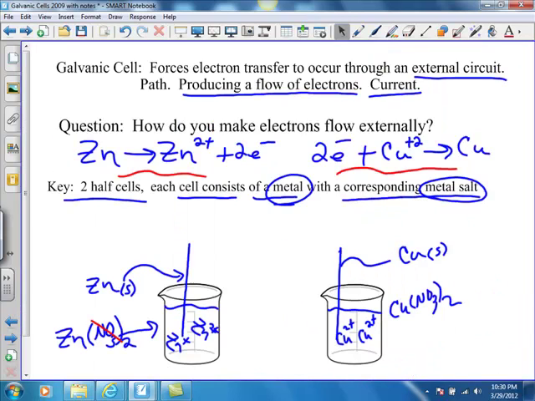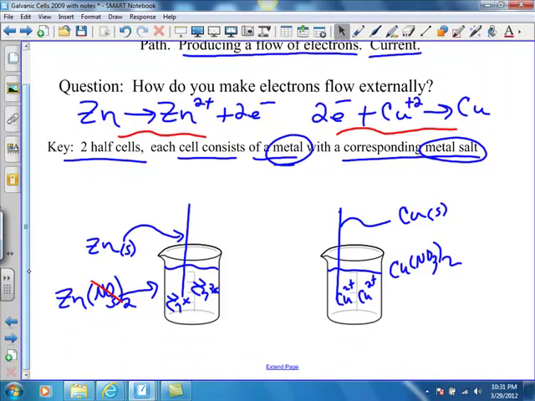Oops, went the wrong way. Sorry, knew that would happen. So now you say, well, great, you have these two half cells. They're not even in contact with each other. So how do you get them in contact with each other? Well, we have to get these electrons to flow externally. And because we're going to try to measure something here, we are going to connect this to what's usually called a voltmeter.